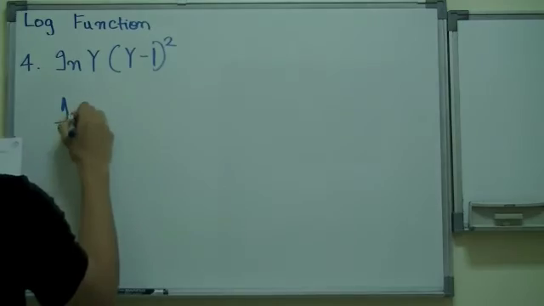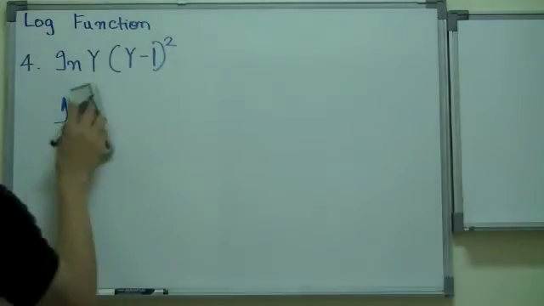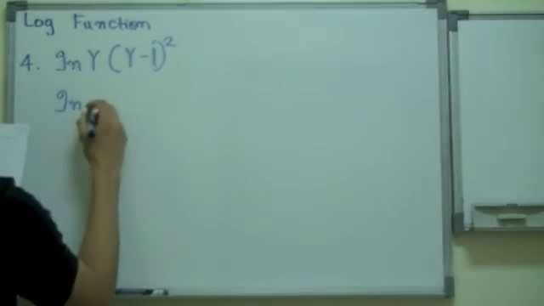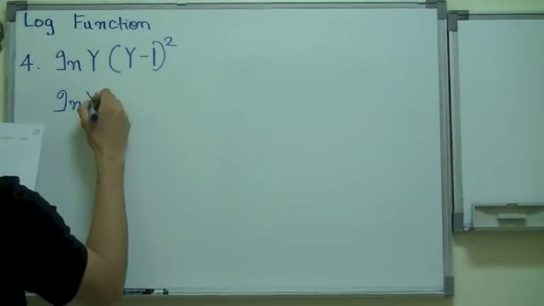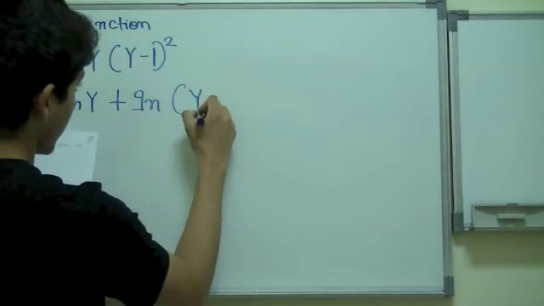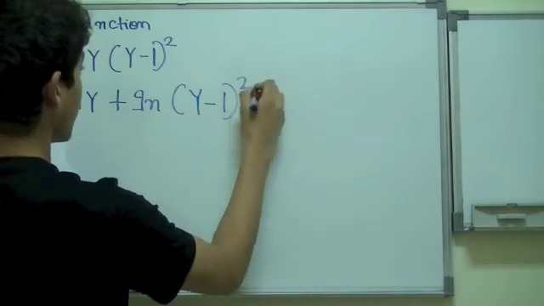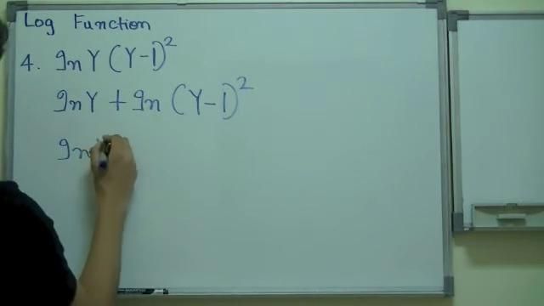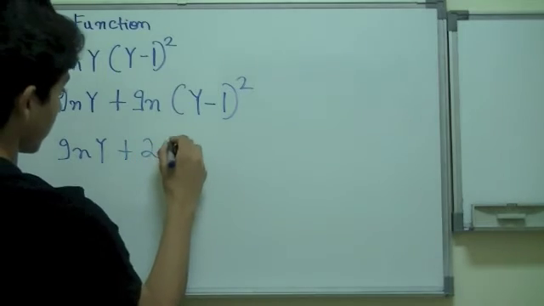Natural log of y plus natural log of y minus 1 squared. Now we all know 2 should come over here. Yep, that's it. If you're on the right track, you got it.